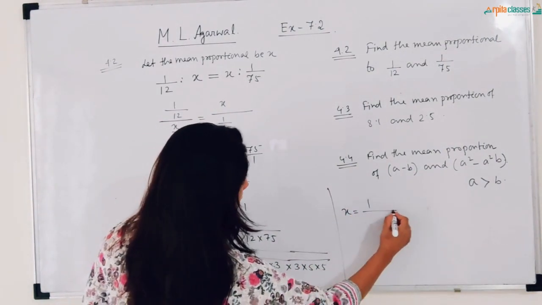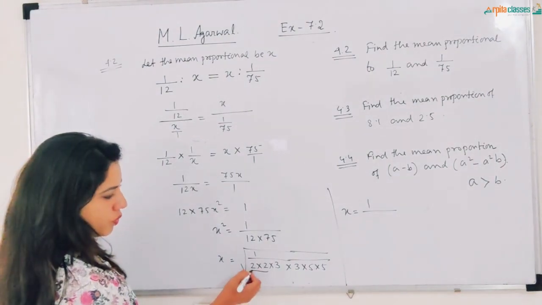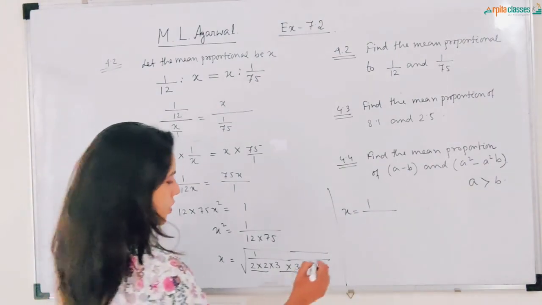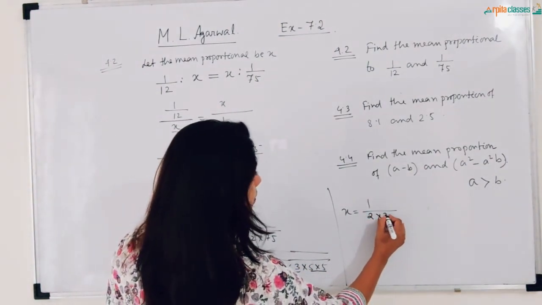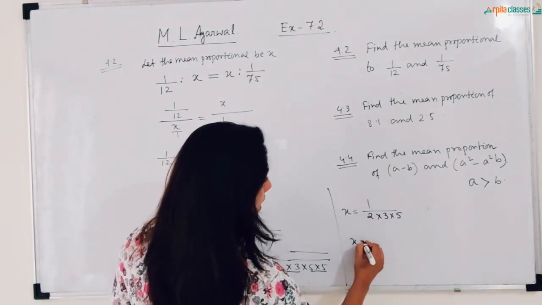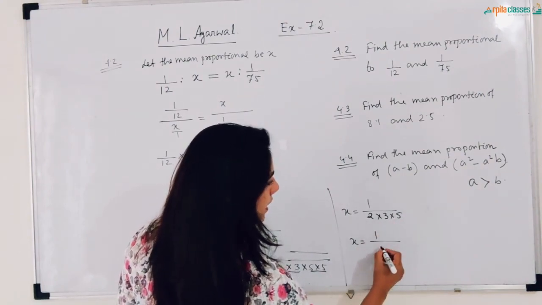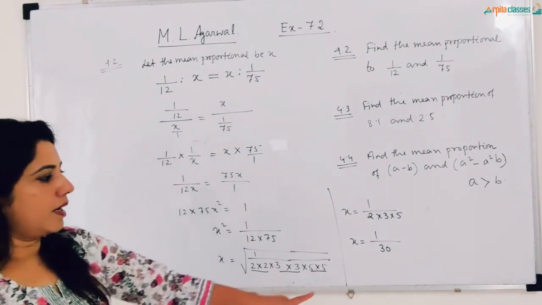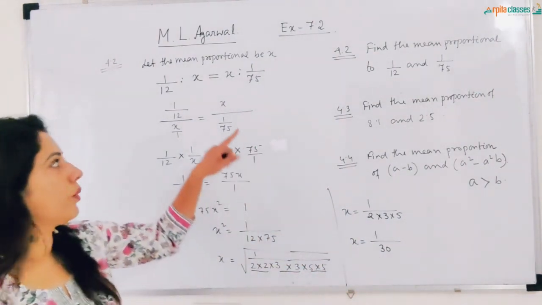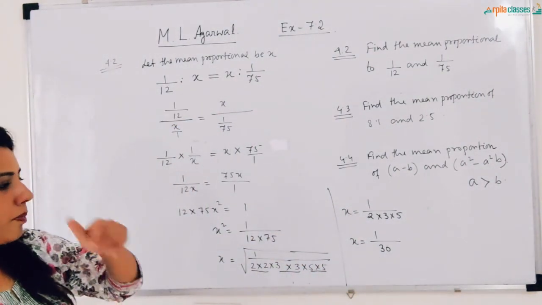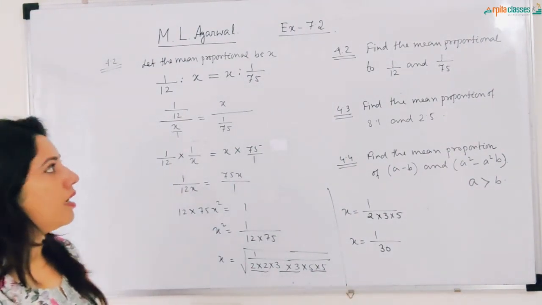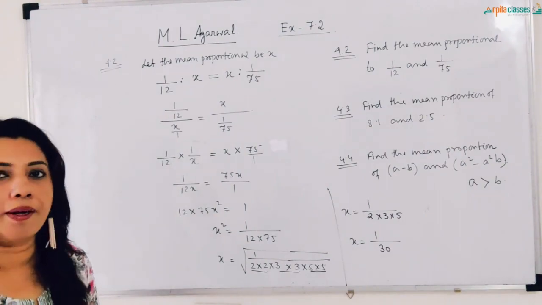X is equal to 1 upon, now from these 2, one 2 will come out, one 3 will come out, and one 5 will come out. So it will be 1 upon 2 into 3 into 5. So the value of x is 1 upon 30. Yeah, we can keep the answer this way, because in the question the numbers are given as proper fractions, so we can keep the answer in proper fraction. Okay, so this is the 4.2 question.